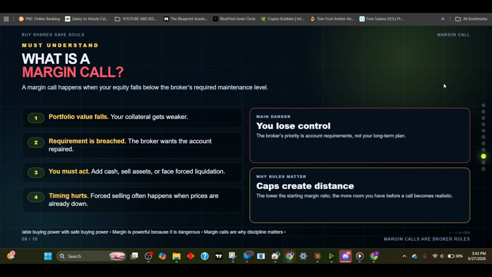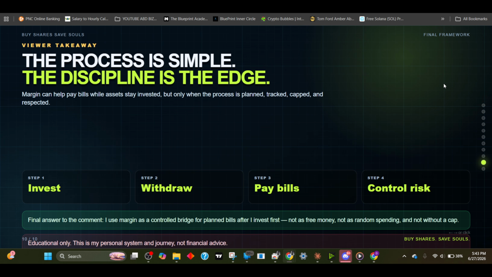So you lose control, which is the main danger. The broker's priority is account requirements, not your long-term plan. They don't care about our long-term plan. They just care about the requirements they set for you to have the account. So having a margin cap creates distance, it creates breathing room. The lower the starting margin ratio, the more room you have before a call becomes realistic. The process is simple. The discipline is the edge. Margin can help pay bills while assets stay invested, but only when the process is planned, tracked, capped, and respected.